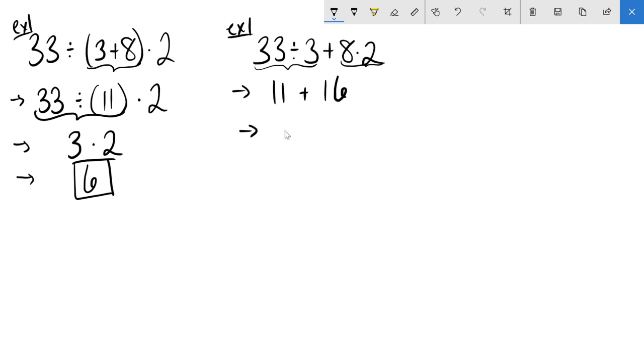So over here, the division gives you 11, the multiplication gives you 16, and then you just have to add them to combine them. So the answer here is what? 27, right?